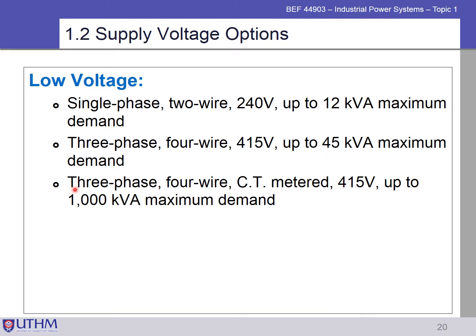And then the last one is 3 phase, 4 wire, but with CT metering. The voltage is 415, and the load is up to 1000 kVA maximum demand. Basically, an example for this load is a heater, and there are some additional safety precautions for that load.